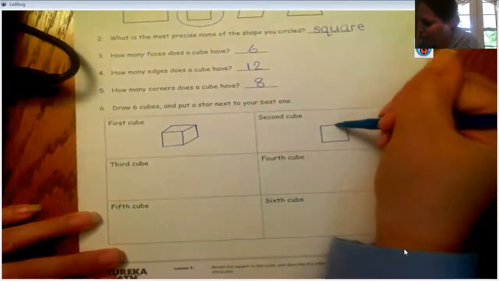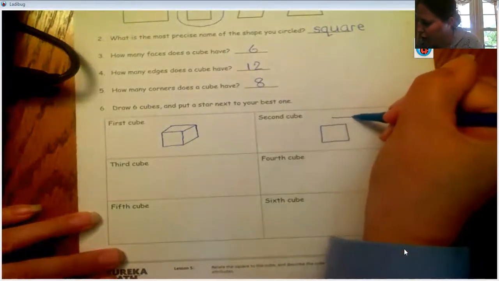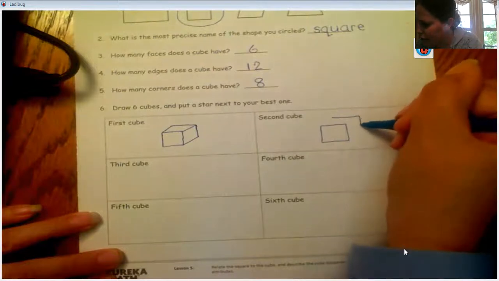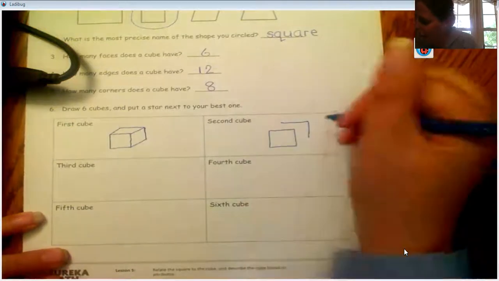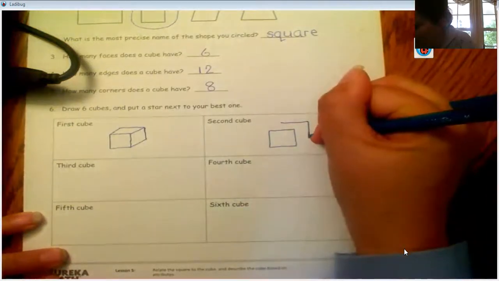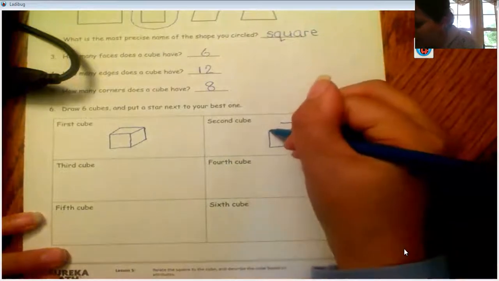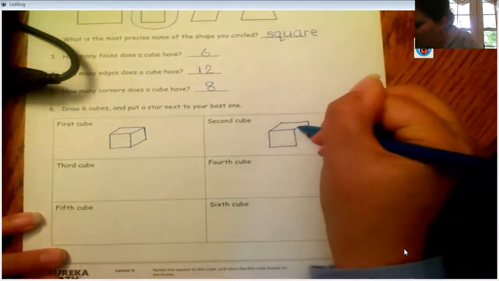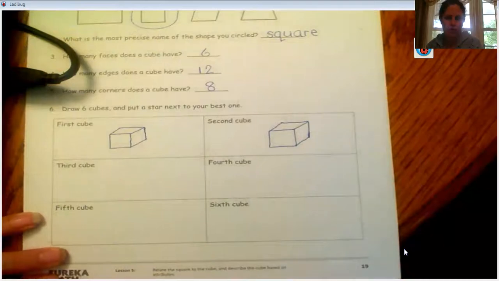Come to about the middle, move up, pull straight across, straight down to about the middle. And I'm kind of hitting some grooves in my table, which is why I'm not getting nice straight lines like I would like. And then we always connect the corners. And there we have a cube.